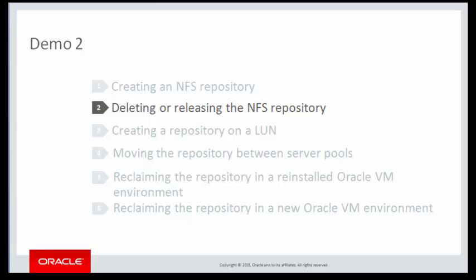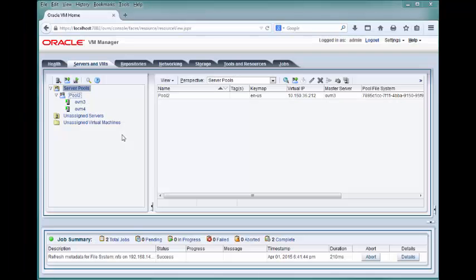When you delete a repository that is unowned, it deletes the reference for the repository in the manager's database, but it does not delete the file system for the repository. Before deleting the repository that you created in the previous task, let's add a virtual disk to the repository.